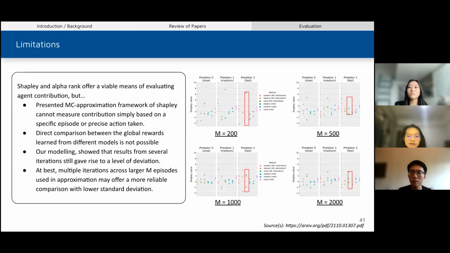Firstly, the presented MC approximation framework of Shapley cannot measure contribution simply based on a specific episode or precise action taken. Secondly, based on a stochastic environment and non-deterministic agent behavior, direct comparison between the global rewards learned from different models is not possible. And lastly, based on our modeling, results from several iterations of the same model still give rise to a level of deviation from the true Shapley. At best, multiple iterations across larger M episodes used in approximation may offer a more reliable comparison with lower standard deviation.